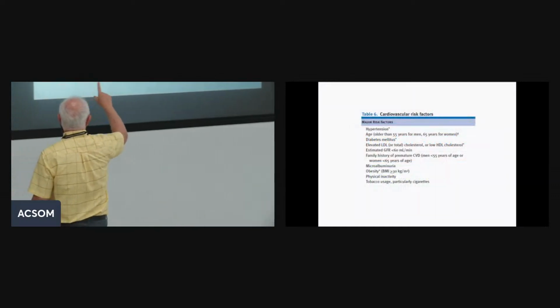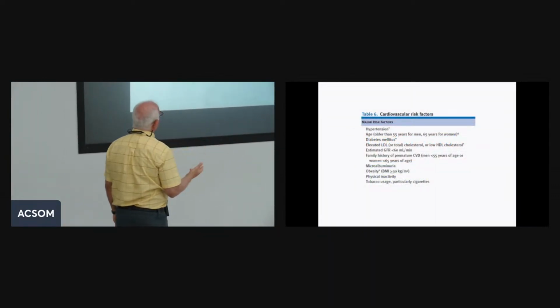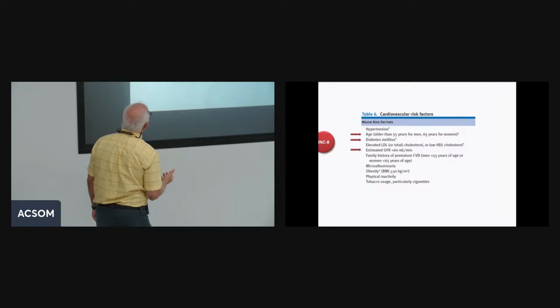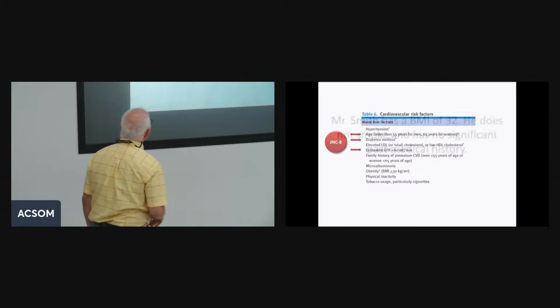Okay, these are the cardiovascular risk factors that come with hypertension. Again, it's a big list, so I give you some of them. JNC8 says that these are the risk factors for cardiovascular disease: age, diabetes, and estimated GFR of less than 60. We talk about this tomorrow.